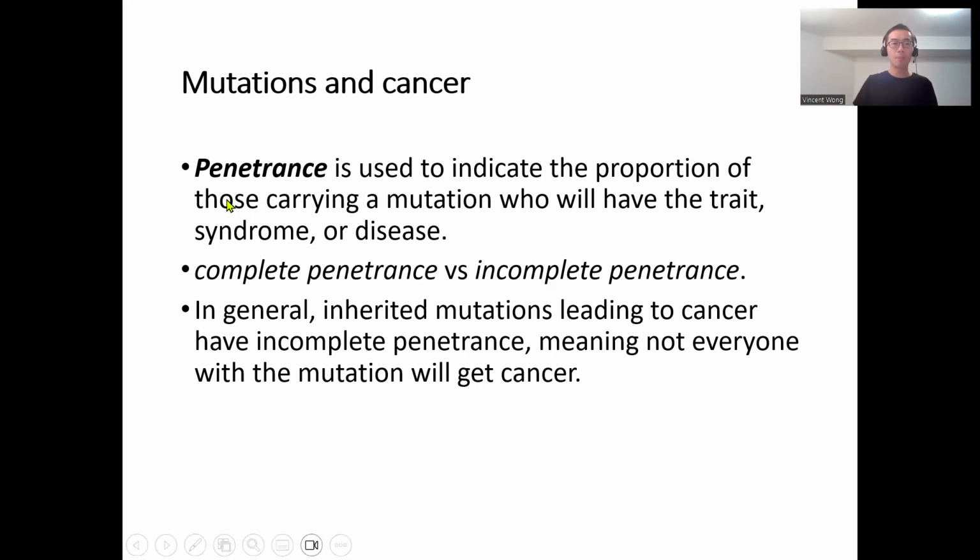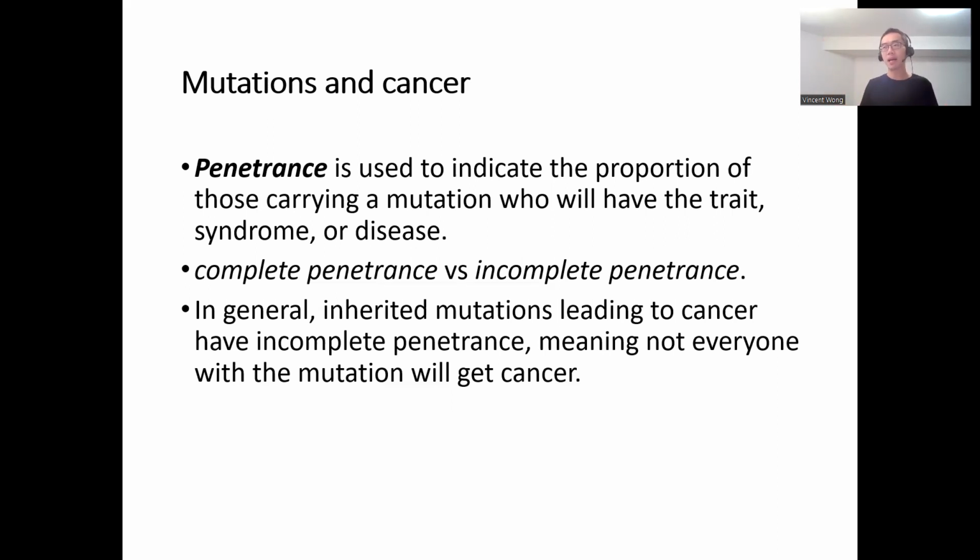So that's called penetrance. If a disease has complete penetrance, it means if you have the disease gene, you are guaranteed to have the disease. That's 100% penetrance. Incomplete penetrance means even though you have the disease gene, you might not end up getting the disease.